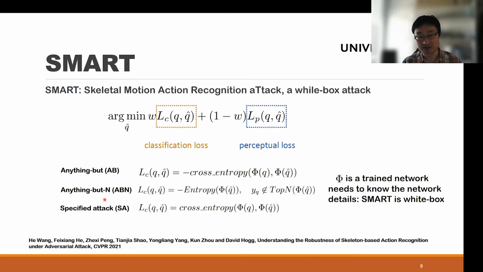Then we also have the anything-but-A-to-N attack, where we maximize the entropy of the prediction. So make your prediction as flat as possible over all class labels, so that as long as the predicted class label of the adversary is not in the top n classes in the prediction, then we think we're successful. So this is aiming for classifiers who not only measure top 1 accuracy, but also top 5, top 10, top n accuracy, right? The third is a specific attack. Essentially we minimize the cross entropy between the prediction on the adversary and a specific class label. For example, I want to attack a walking motion to be a run motion, specifically run, not just any non-walking motion, right? So this is the most difficult one.